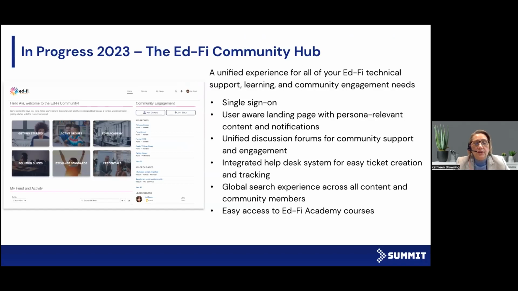Coming out this year in 2023 is our brand new EdFi Community Hub. It is a single sign-on, user-aware landing page with persona-relevant content and notifications. It unifies discussion forums for the community for support and engagement. You'll also be able to do global searches for knowledge-based articles, as well as access the Tech Docs articles. We're going to integrate our help desk and our EdFi Academy courses into this tool as well. We're putting this tool out in stages this year, so watch for that as the coming year progresses.